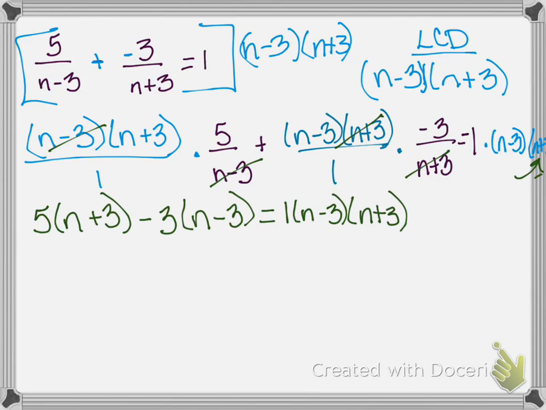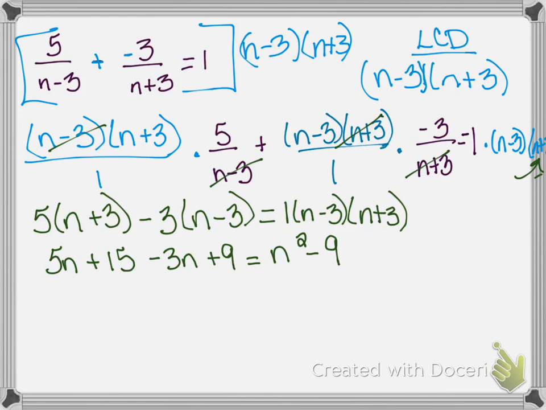So I'm going to do 5 times n plus 15, negative 3n plus 9. And then I've got to FOIL this over here. Now, n minus 3 times n plus 3 is a difference of perfect squares. So I have n squared minus 9. Okay, and that's n minus 3 times n plus 3. I FOILed that. That's a difference of perfect squares.